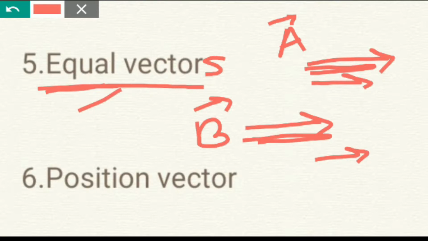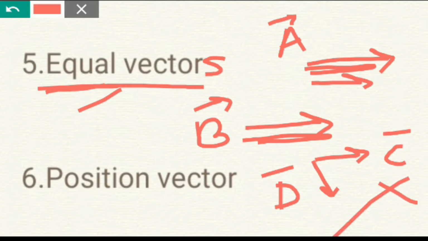If we have vectors of the same magnitude but they are in different directions, then we will not call them equal vectors. For example, this is a vector C and this is a vector D. Suppose vector C and vector D have the same magnitude, but we can see that they are in different directions. The arrows are pointing in different directions. So we will not call them equal vectors.